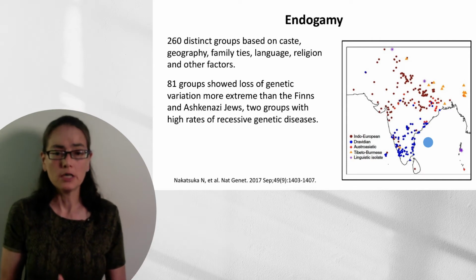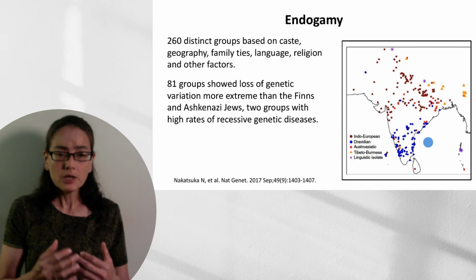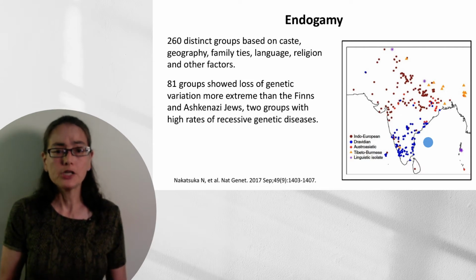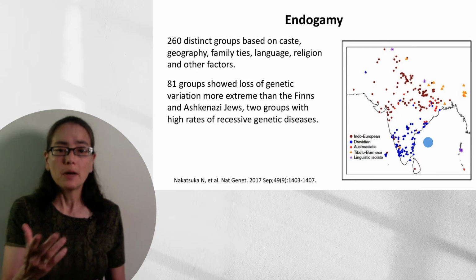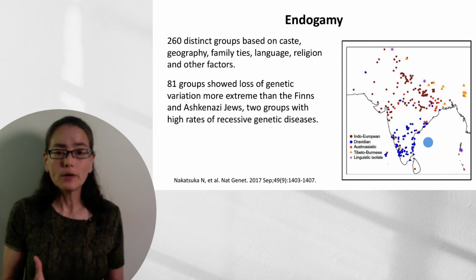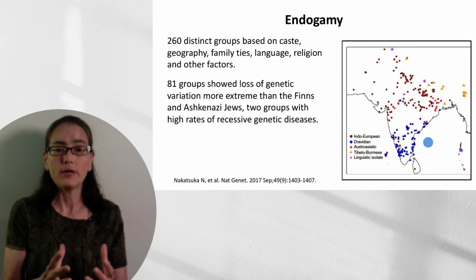And when people are talking about groups that have reduced genetic variation due to population bottleneck, the people of Finland and the Ashkenazim are two groups that are commonly invoked. But here you could see that there were 81 groups in this small area, right?